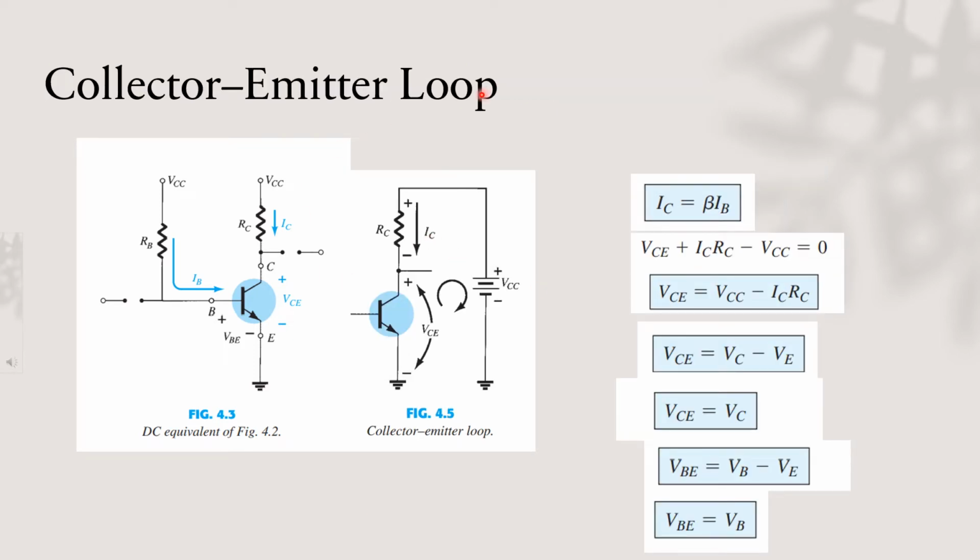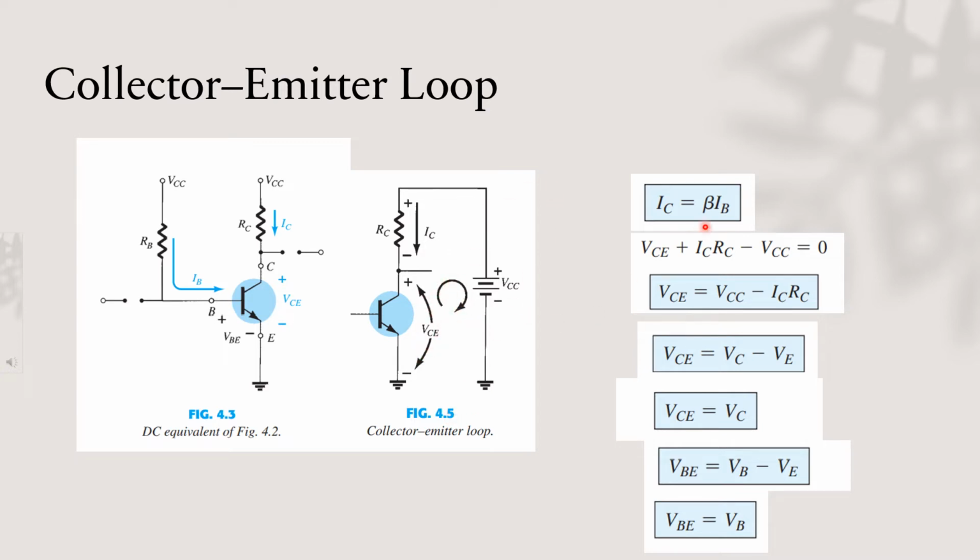Then we have the collector emitter loop. On the other side of the diagram, we have this portion here. We have VCC down to RC, to the resistor here, then the VCE. This is the VCE, the voltage across the collector and the emitter. So going down, we will get an equation, and the loop will go like this.